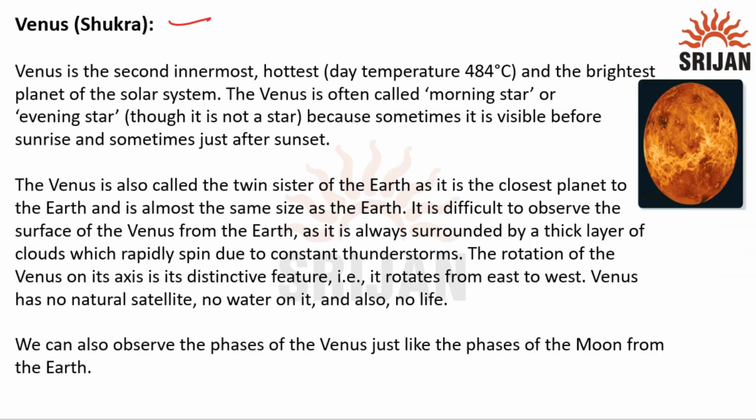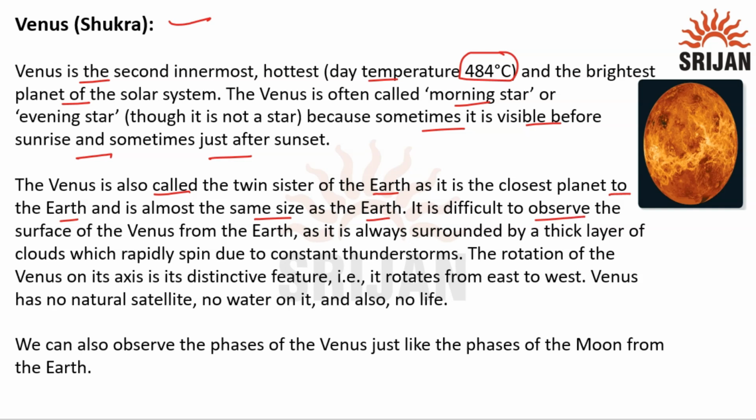Next is Venus, also known as Shukra in Hindi. Venus is the second innermost planet. Hottest day temperature is 484 degrees Celsius. Brightest planet of the solar system. It is also known as the morning star, because sometimes it is visible before sunrise and sometimes just after the sunset. Venus is also called the twin sister of Earth because it is the closest planet to Earth and it is almost the same size as Earth.